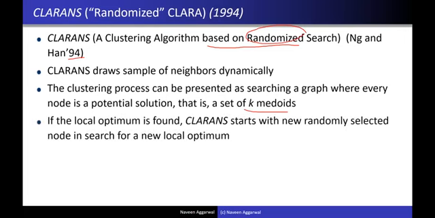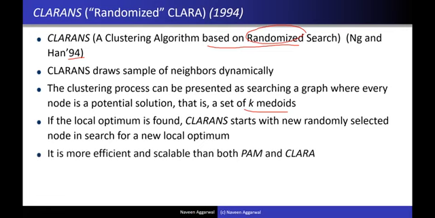If a local optimum is found, Clarans starts with newly randomly selected nodes. Again, the same algorithm is run on the new nodes, and we keep iterating as long as we keep getting better clusters. Obviously, it is better than PAM because PAM cannot be executed on large data sets, and it is better than Clara because now we are not running it on an arbitrary sample. We are randomizing it in such a way that it satisfies certain criteria. In this way, these algorithms are good enough to apply on large data sets.